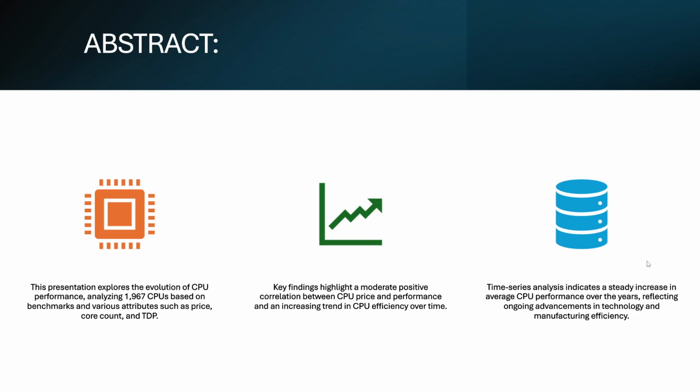So today we'll explore the evolution of CPU performance by analyzing benchmarks of 1,967 CPUs. Our analysis includes various attributes such as price, core count, and TDP. Our key findings reveal a moderate positive correlation between the CPU price and performance, alongside a noticeable trend in CPU efficiency improvements over time, and we're going to discuss all these trends and their implications more in depth as we go along the presentation.